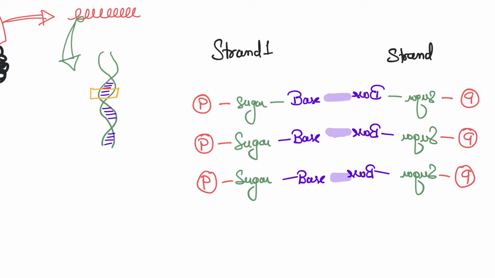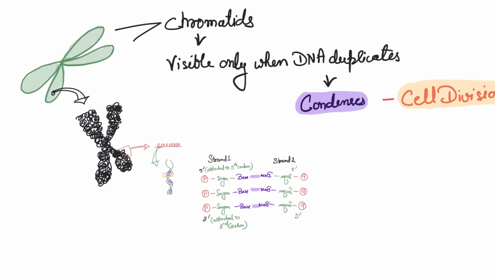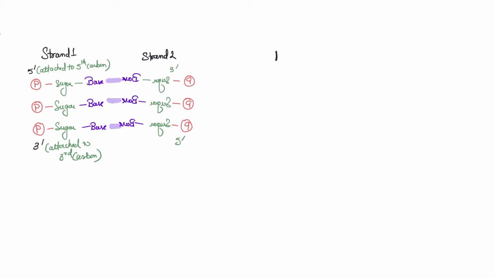Now, what does the opposite direction mean? Just in case you're confused, on the sugar, to the fifth carbon we attach a phosphate, and so that is called the 5' end, and the other one is a 3' end, because at the third position we attach a hydroxyl OH group, right? In the same way, in strand 2, the phosphate is attached downside to the fifth carbon, and to the third carbon is attached the hydroxyl. That is why the 5' and 3' ends run in opposite directions.